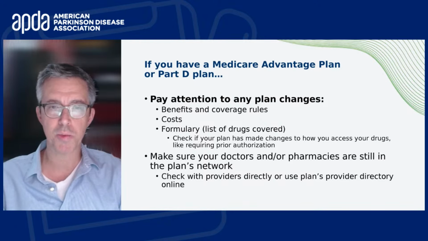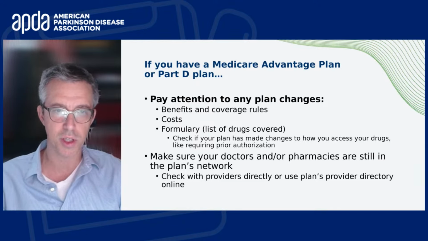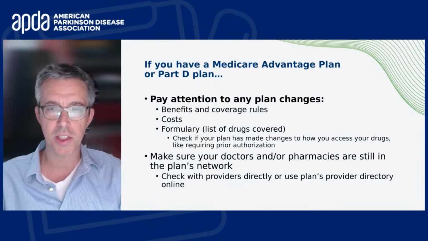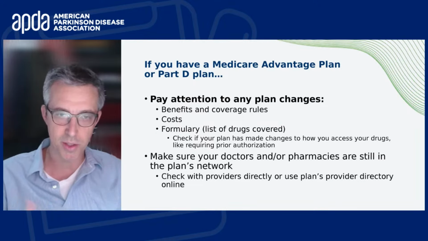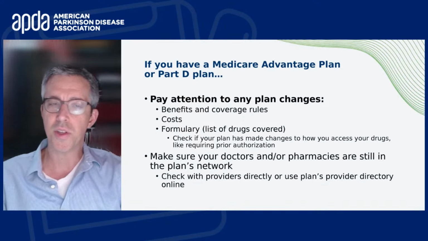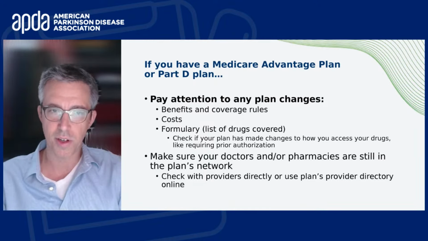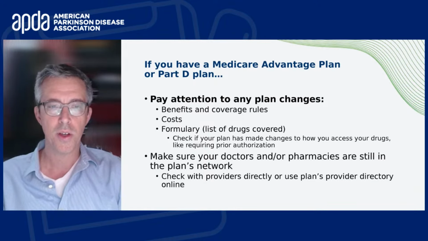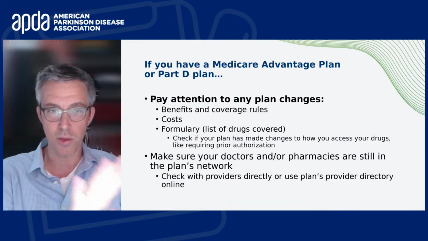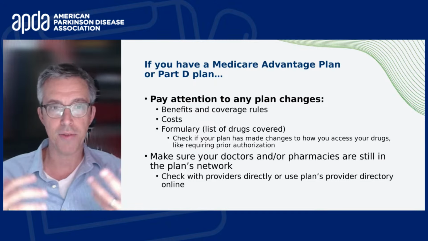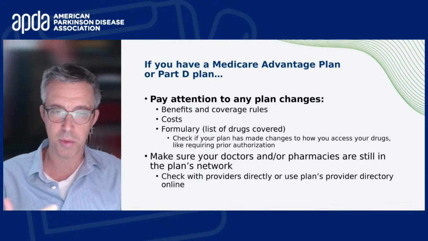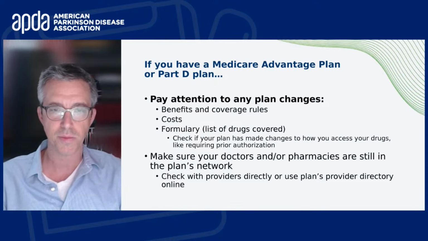If you have a Medicare Advantage plan or a Part D plan, pay attention to any plan changes, benefits and coverage rules, costs, formulary, that's the list of the drugs that they cover. Check if your plan has made any changes to how you access your drugs, like requiring prior authorization. When you take expensive medications, your plan doesn't necessarily want to cover it because it's not cost effective for them. So they might create prior authorization and say, we won't prescribe this drug unless we decide that you should have it. And then you have to get the doctor involved, and there has to be some kind of appeal process to try to get them to reverse that decision.